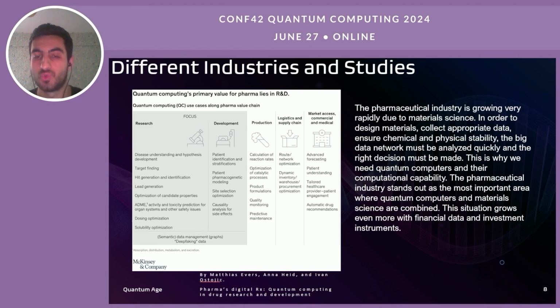This is very important, to use quantum computing technology to compete with the power of computing, because this industry is growing very rapidly due to material science. In order to design materials, collect appropriate data, and ensure chemical and physical stability, the big data network must be analyzed quickly and the right decision must be made. The pharmaceutical industry stands out as the important area where quantum computers and material science are combined. This situation grows even more with financial data and investment instruments.